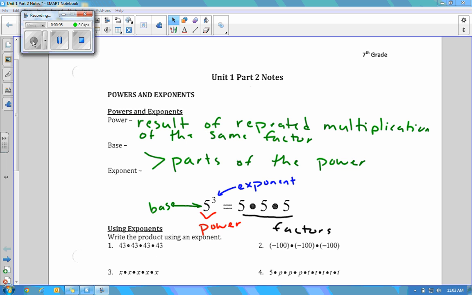Again, make sure your paper says 7th grade on the top and Unit 1 Part 2 notes in the middle. Okay, a couple of definitions to start. We are talking about powers and exponents in Unit 1 Part 2. So a couple of definitions.